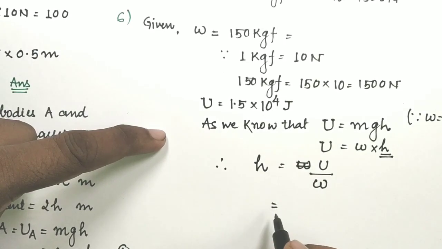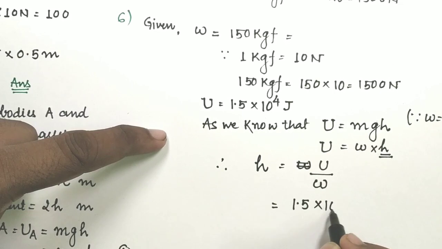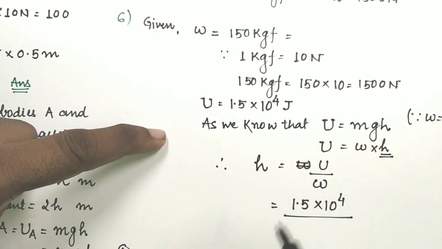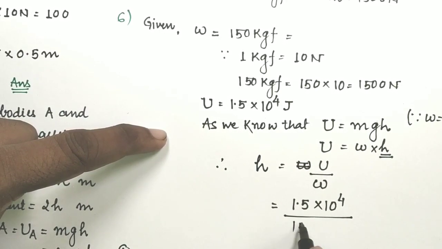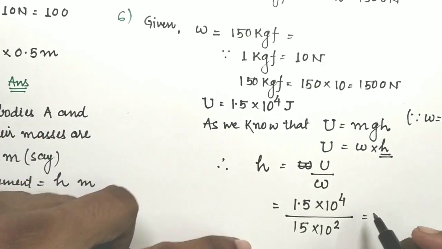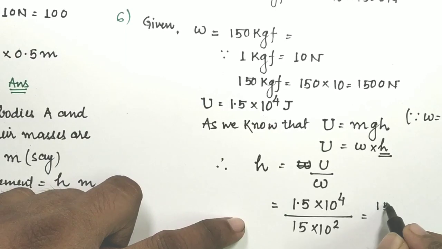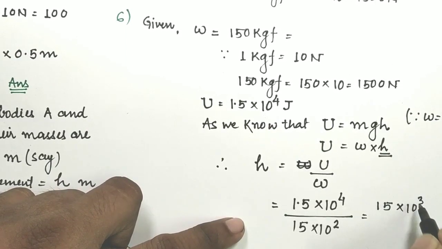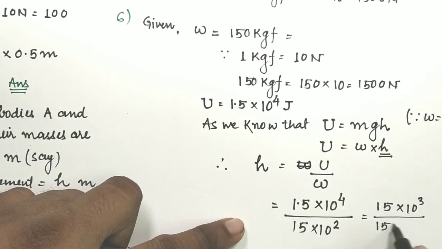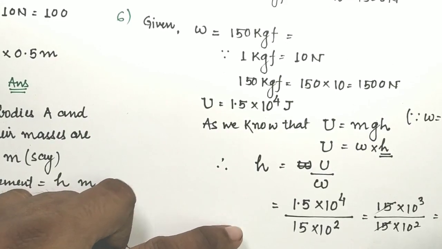Here U is given as 1.5 into 10 to the power 4, upon W. W is how much given? 1500. It can also be written as 15 into 10 power 2. So it can be written as 15 into 10 to the power 3 upon 15 into 10 to the power 2. So 15 will be cancelled out with 15. So we will get height is equal to 10 meter.